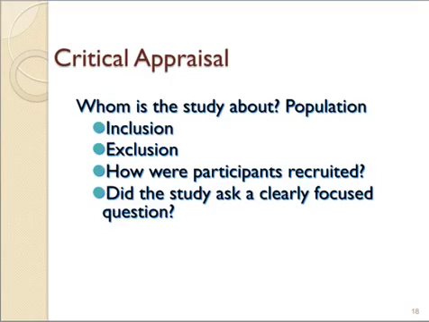So, what do you want to know about in critical appraisal? When you're looking at a study, besides the design, you want to look at whom the study is about. What's the population? Who was included in the study? Who was excluded? How were your participants recruited? And did the study ask a clearly focused question? And when you say focused question, we're talking about the research objectives of the study. What did the researchers want to look at?